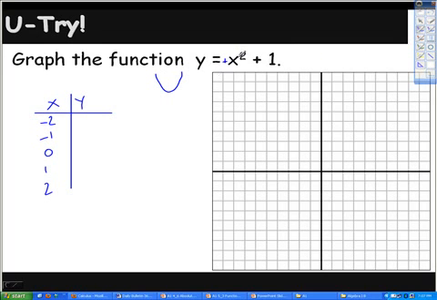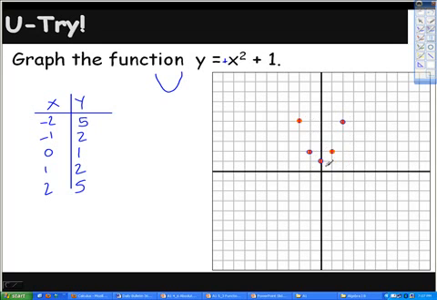When I plug in negative 2 and square it, I get 4 plus 1 is 5. When I plug in negative 1 and square it, I get 1 plus 1 is 2. Plug in 0, I get 0 plus 1. Plug in 1, I get 1 plus 1. Plug in 2, I get 4 plus 1 again. So I get these values. Negative 2, 5. Negative 1, 2. 0, 1. 1, 2. And 2, 5.